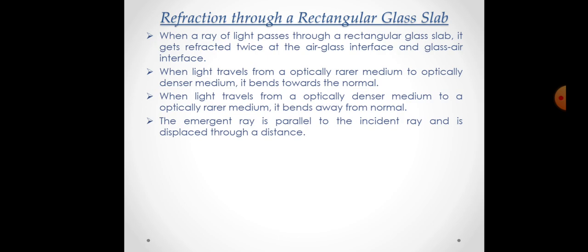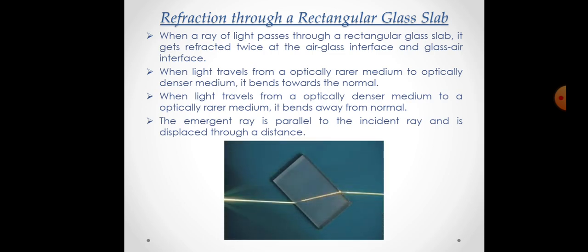In refraction through a rectangular glass slab, the emergent ray and incident ray are parallel to each other and displaced through a distance. Here in this diagram you can see a rectangular glass slab, and refraction is occurring twice, one at the air-glass interface and the second at the glass-air interface. Now with the help of this diagram we are going to study a little bit more about refraction through a rectangular glass slab.